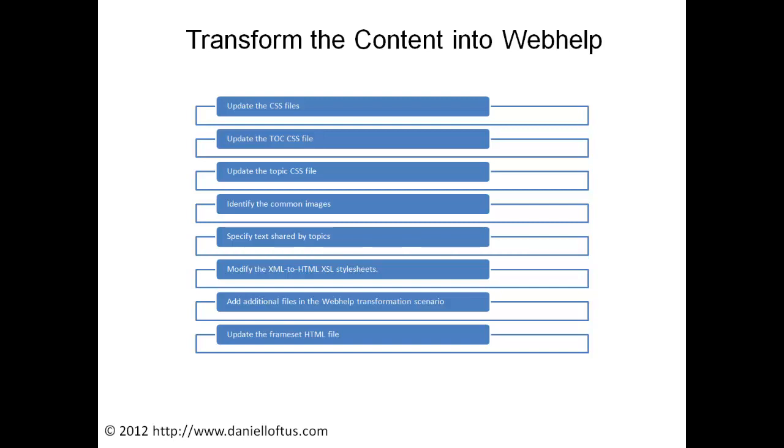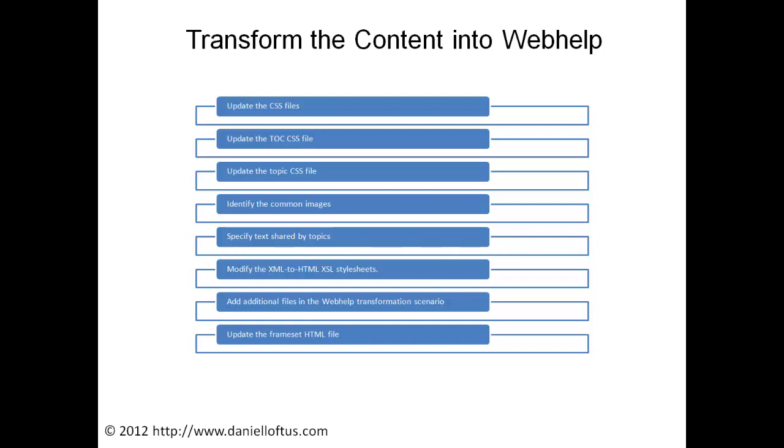And then there's also a frame set, which there's CSS for as well. And just like with the PDF, there's also a common images directory, and I can change those common images so that they're consistent with what I'm using in the PDF. Then I need to point the XSL style sheet to those images. There's also shared text, for example, previous, next.